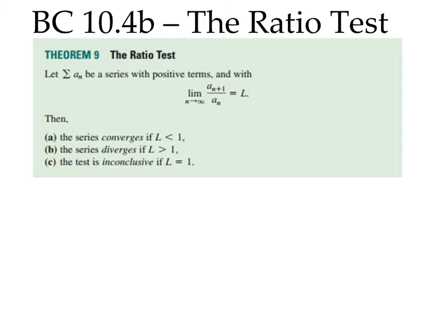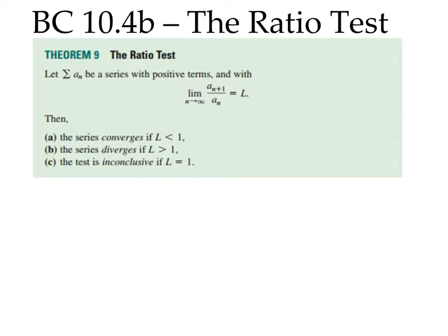As I said, the ratio test is a pretty important theorem, very, very useful, and it is on this year's AP test. Imagine I have a series with positive terms, and the limit of the (n+1)th term over the nth term is some number L. Then the series converges if L is less than 1 and diverges if L is greater than 1, and this test is just not conclusive if L is 1.